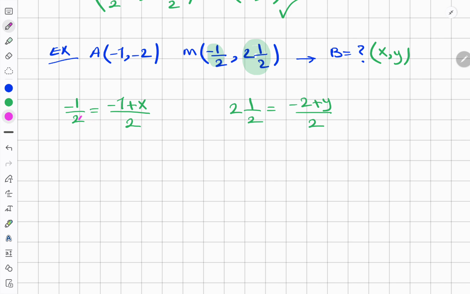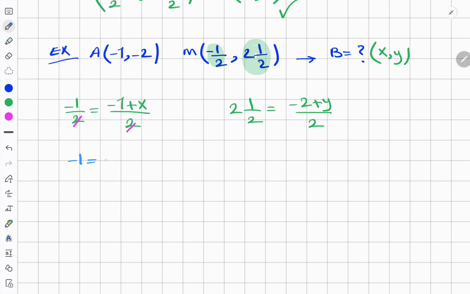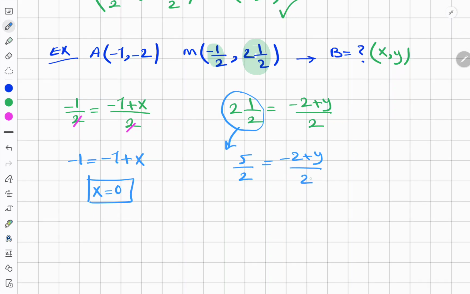So we should solve these two equations separately to find the value of x and y. We can cancel out these twos. So -1 equals -1 plus x, and x equals 0. Then, this is a mixed number. Convert it to 2 times 2 is 4, 4 plus 1 is 5, so 5/2. And now I'm going to cancel out these twos. So 5 equals -2 plus y, and y is 7. So far, so good.